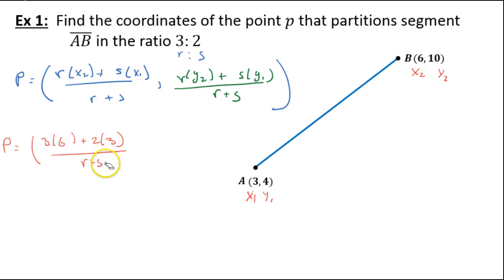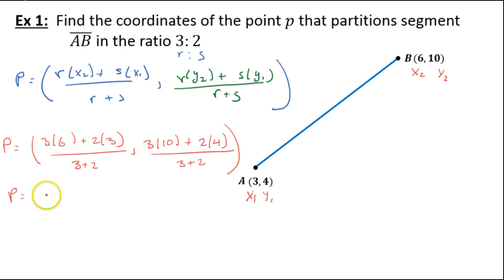Oh, I'm sorry. Let's plug in those values. We get 3 plus 2, comma. So again, my r is 3. My y sub 2 is 10. Plus s is going to be 2. And y sub 1 is 4. Divided by 3 plus 2. We simplify. 6 times 3 is 18. Plus 2 times 3 is 6. Divided by 5. Comma. This gives us 30 plus 8 divided by 5.